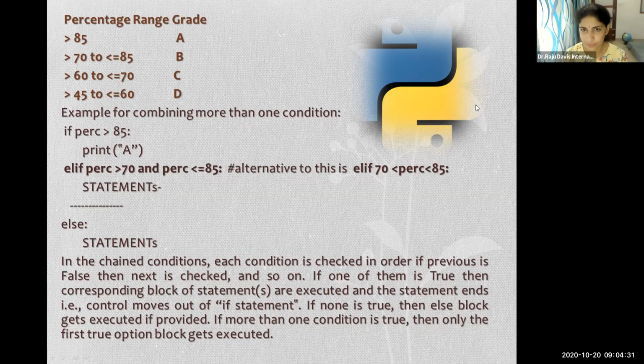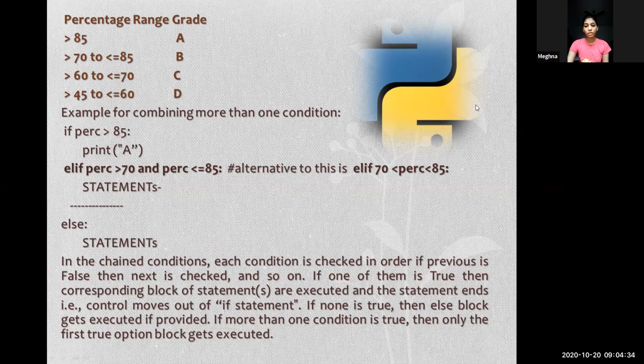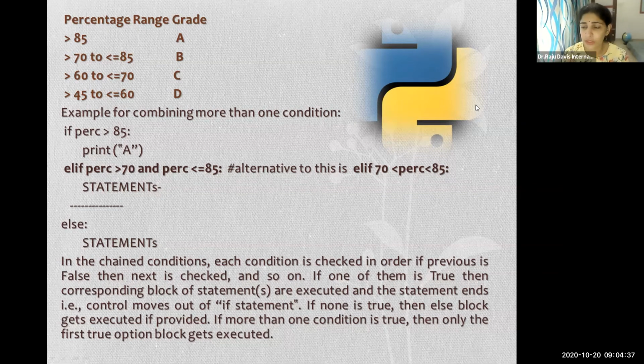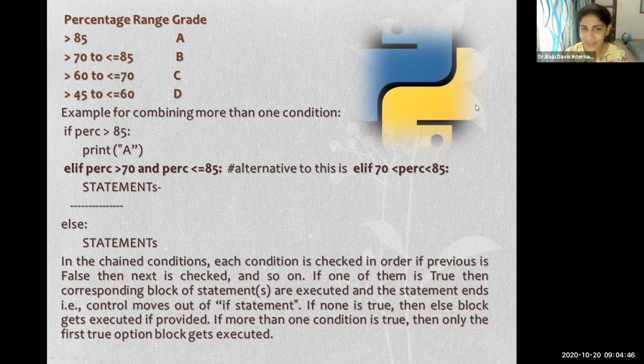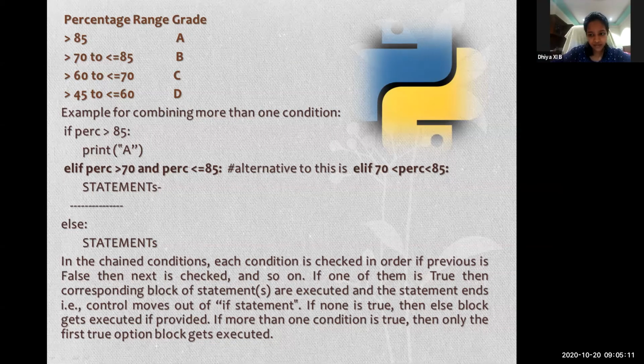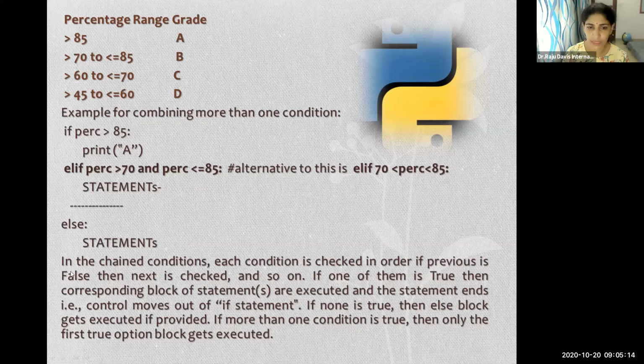It will be true. It will be executed. What will be the output? What will be the grade of the student if the percentage is 100? 100%, A. Yes, A will be the grade of the student. Now, some other student's percentage is 70. What will be the grade? Dia, what will be the grade? 70. C. So in that way, the programs will get executed.